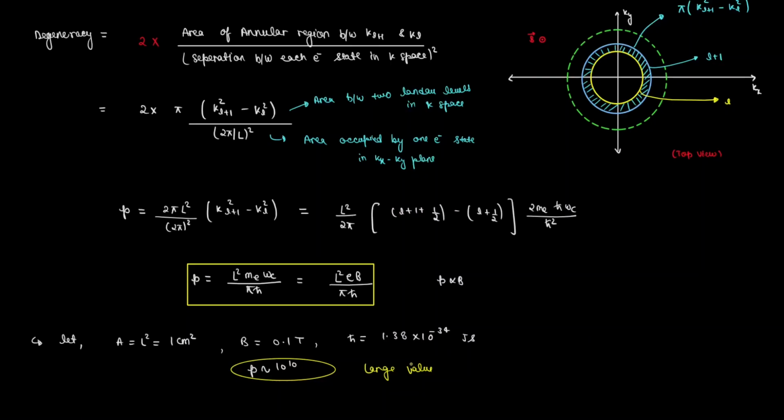This large degeneracy ultimately leads to an array of dramatic and surprising physics, such as the quantum Hall effect, de Haas–van Alphen effect, and Landau diamagnetism. This is it for today, and we will talk about Landau diamagnetism in the next video.